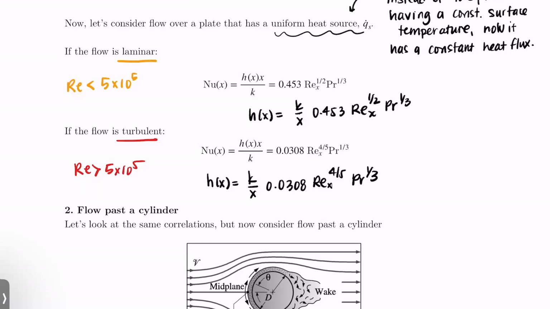All right, so that is our first geometry that we care about. So for flat plates, we can handle an isothermal plate with laminar or turbulent flow over it. And then we can also handle a plate that is a heat source, so it has a heat flux coming out of it, for both laminar and turbulent.